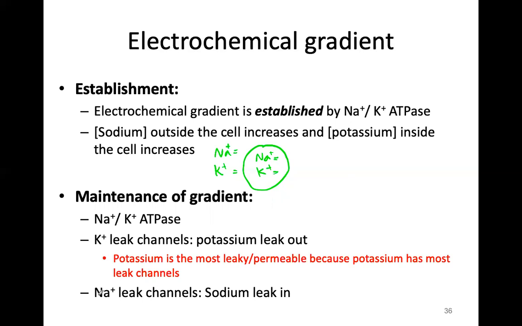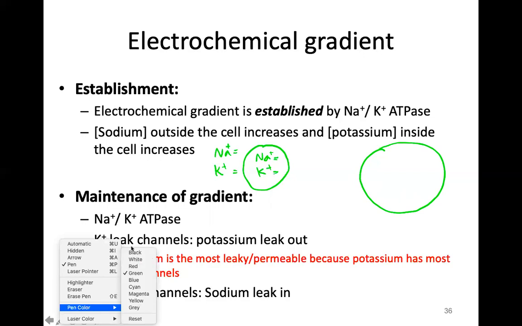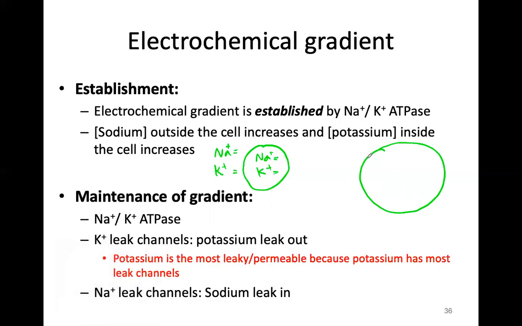So to help you visualize this again, this is your initial cell. I'm going to draw this a little bit bigger so I can label it. And you will have in your membrane, and I'm only drawing one, but remember you will have many of these channels. And this channel is your sodium potassium ATPase. What is this channel going to do? It's going to take 3 sodium from inside the cell and push them to the outside.